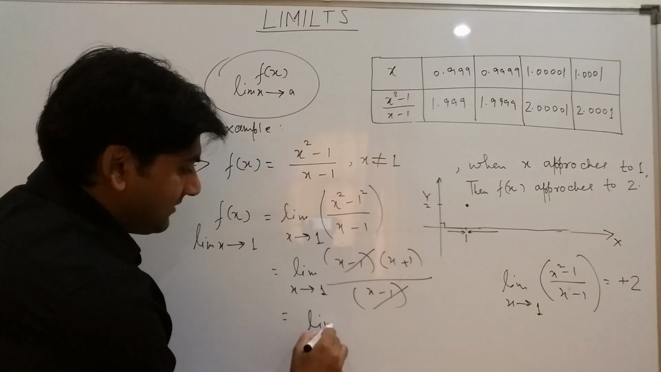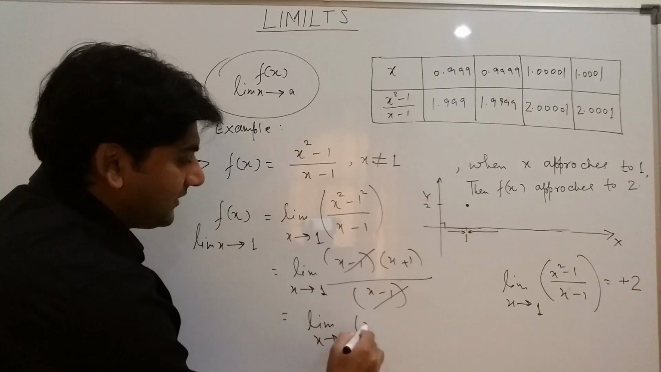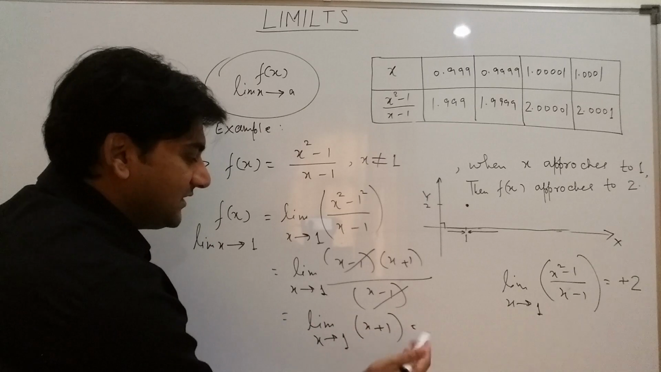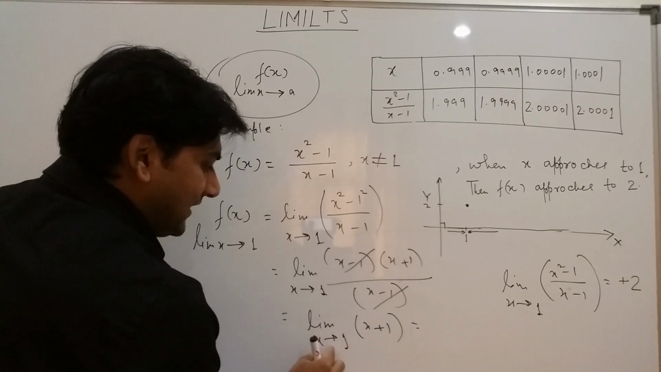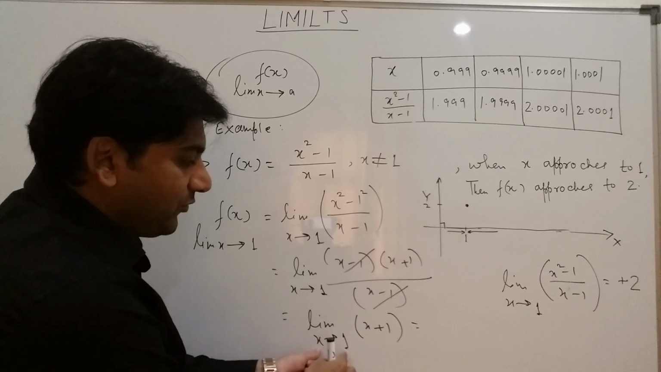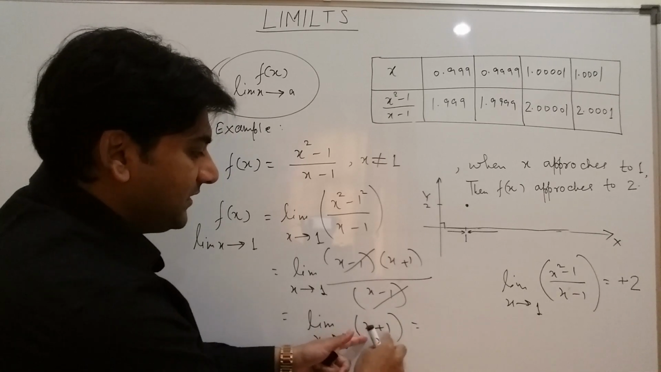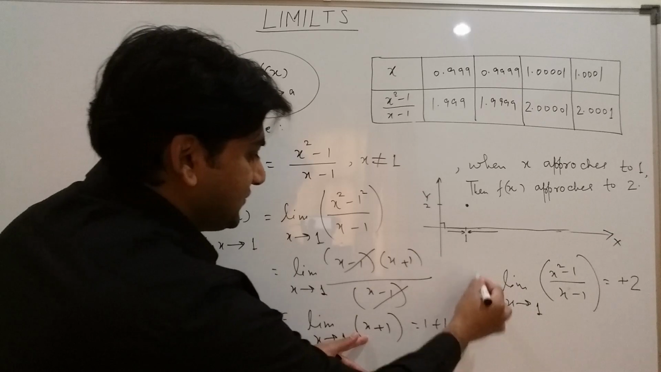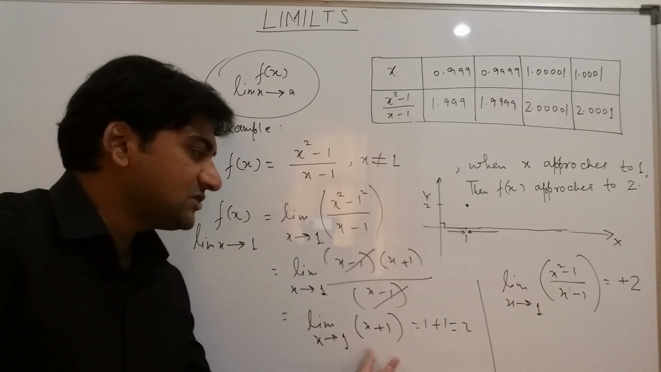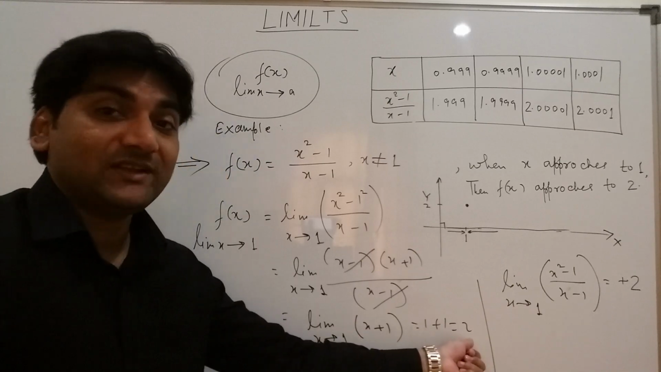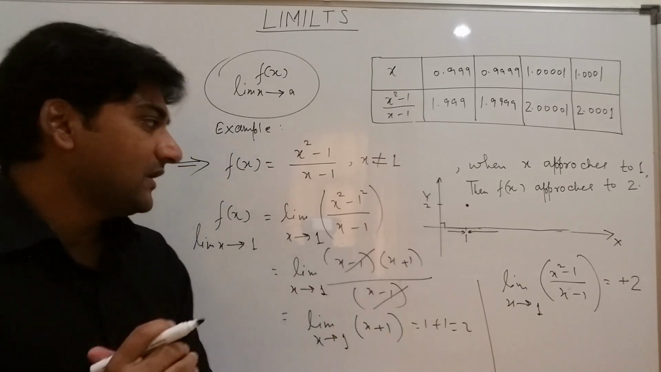Now you got limit x tends to 1 of x plus 1, and here you can put x approaching 1. When x approaches 1, then here you can write 1. Now it is 1 plus 1 is 2. Okay, then when x approaches 1, this expression will approach 2. Again, this is not the exact value, this is the limiting value.